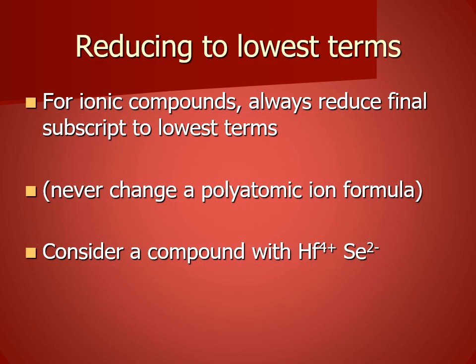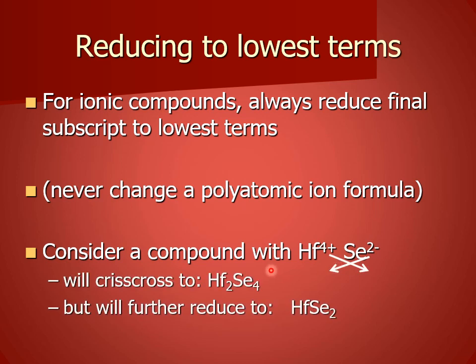Okay, now sometimes we do have to reduce to lowest terms. This happens more with the variable cations than it does the monoatomic cations, but it could happen. So when we reduce, we will never, ever change a polyatomic ion formula using this method, but there is some reducing that can happen. So consider a compound created between hafnium with a 4 positive charge and selenium with a 2 negative charge. Well, the 4 and the 2 don't cancel, so I crisscross. When I crisscross, what do I get?